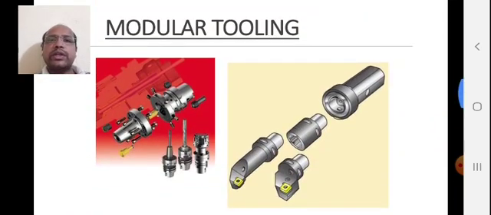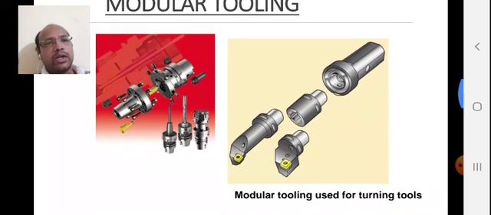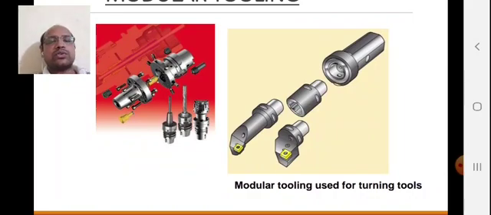In modular tooling, different components are used to fit a tool in a tool holder, and these are helpful for adjusting the tool angle in a short period of time. These particular diagrams and photos are shown for turning tools as well as for drilling tools.